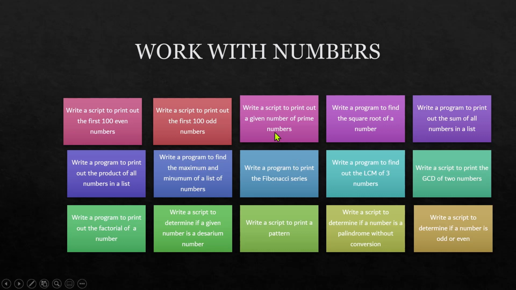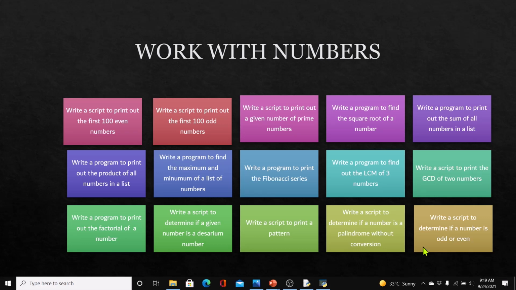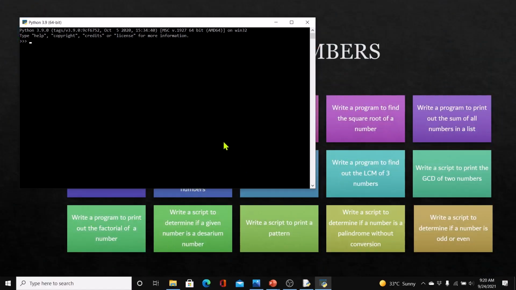So the next script is to print out a given number of prime numbers. Let's say the given number is 10. We've tried out with 10 numbers, and if that works, we can then be sure that the logic will work for a greater number of numbers.